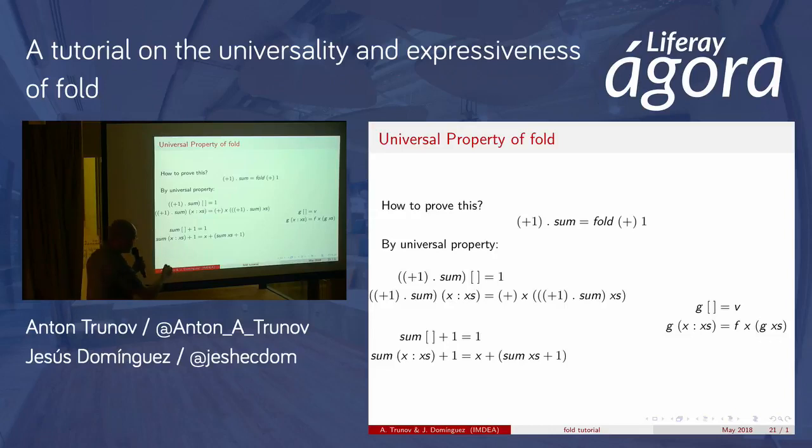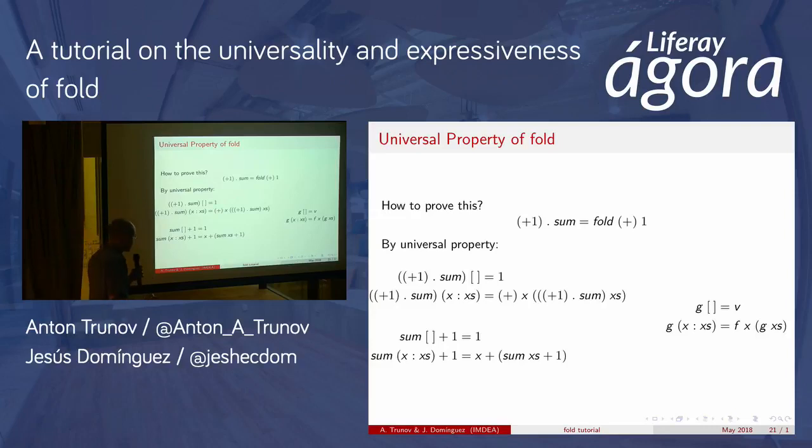So the point I want to make here is that when you use the universal property of fold, you escape the need to use induction. You just go over the hoops, and you reduce your proof to some algebraic manipulation or some properties of the programs you have, if you already proved other properties of your programs.